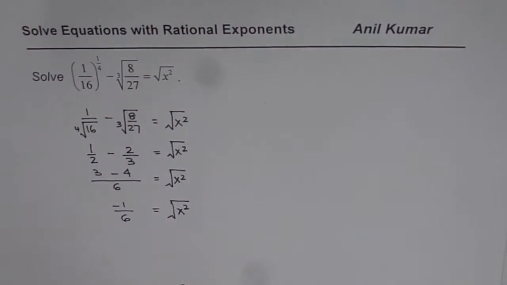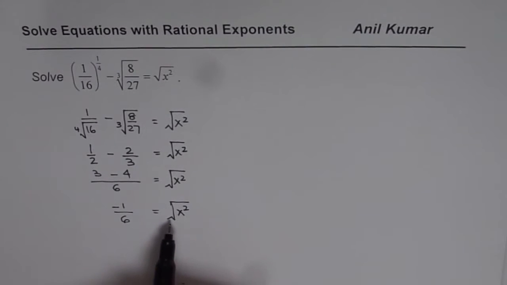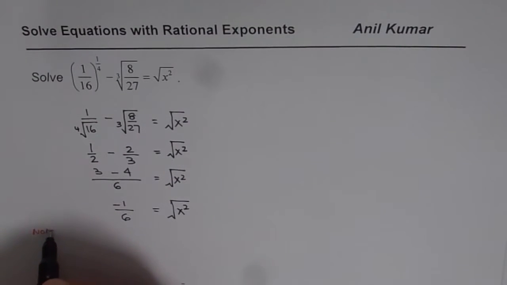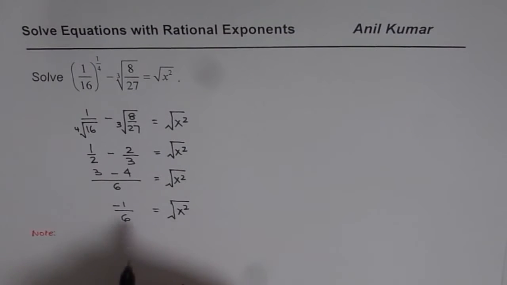Now here is the difference. Up till now it is exactly the same as you did. Now at this stage you should know that square root is always positive. It is never negative, right? So let me write a note here which will help you and all my subscribers to understand the solution.